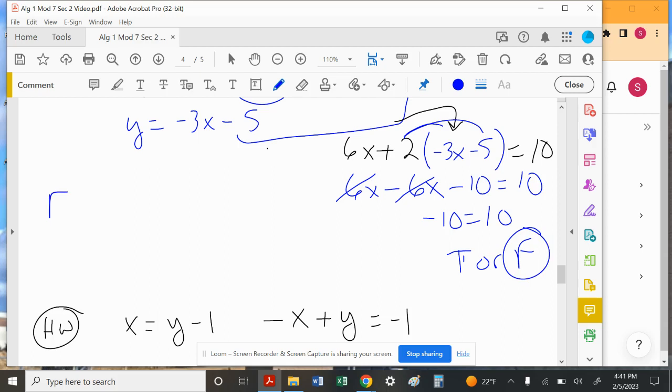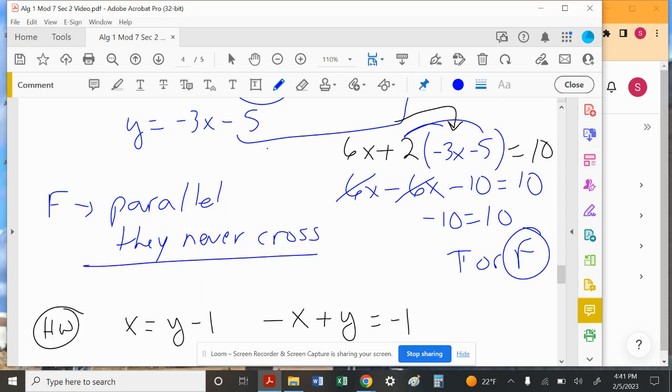And when it's false, that means that the two lines are parallel. That means that they never cross. Okay, so they never cross in that particular case.